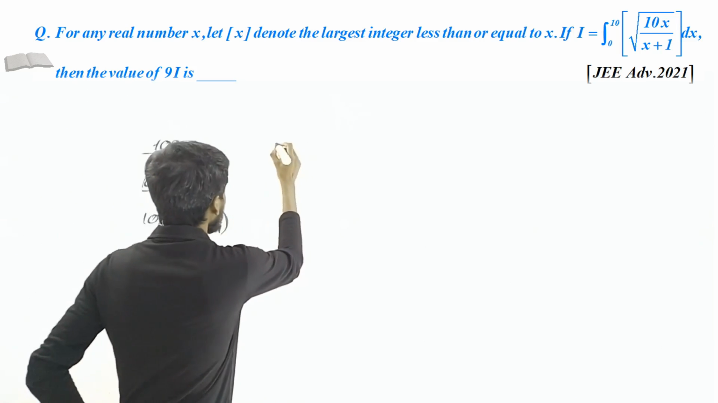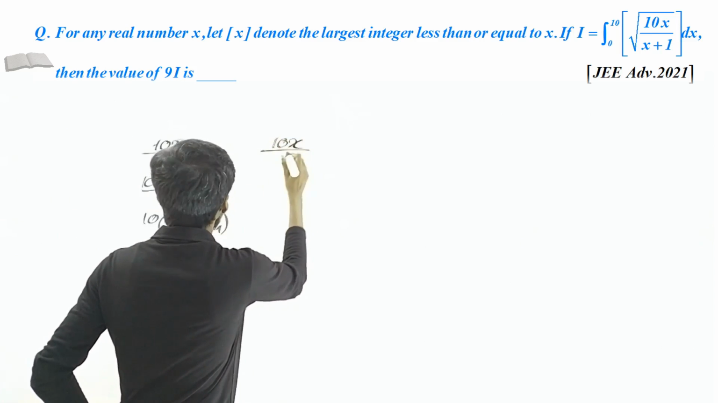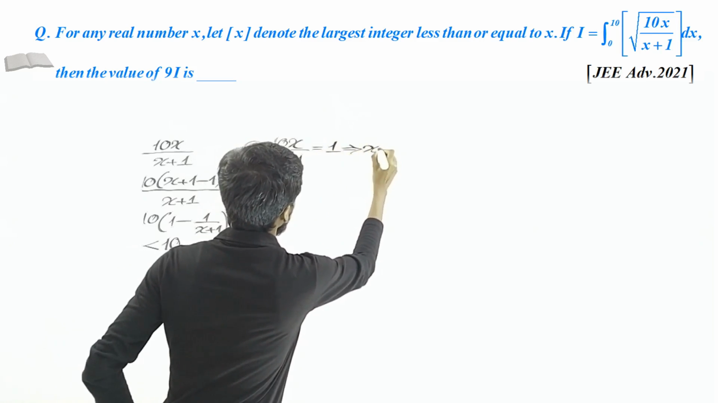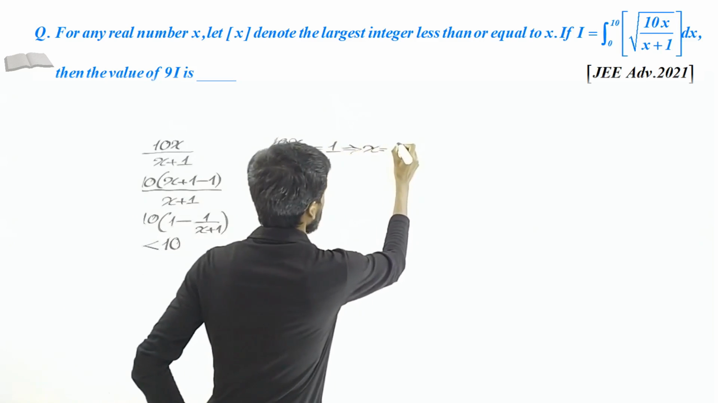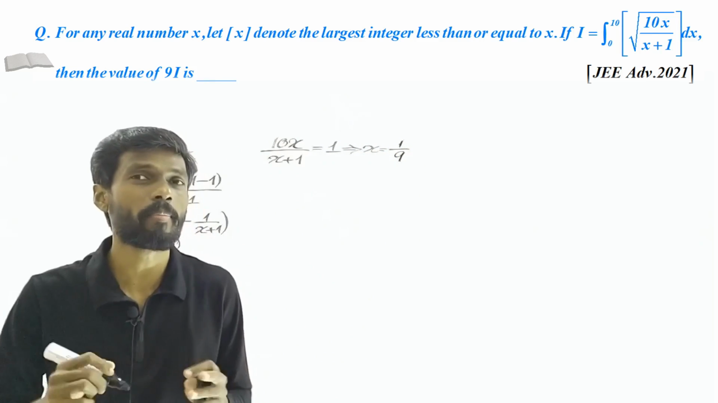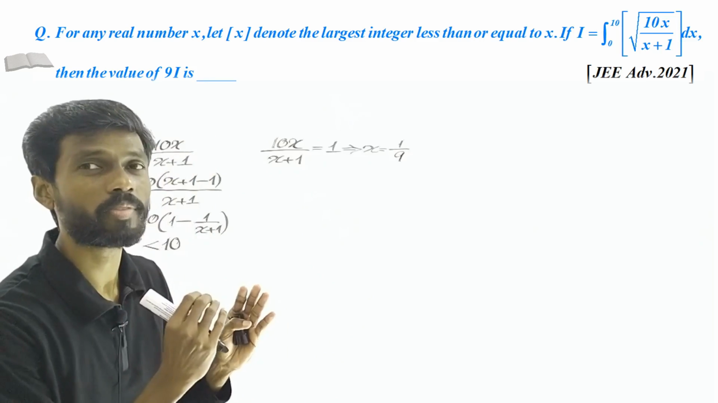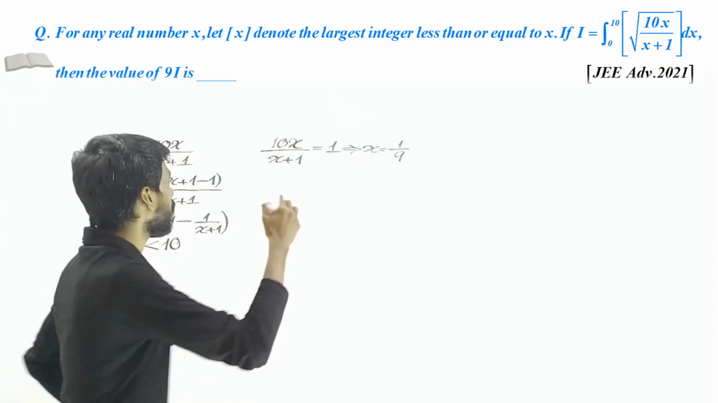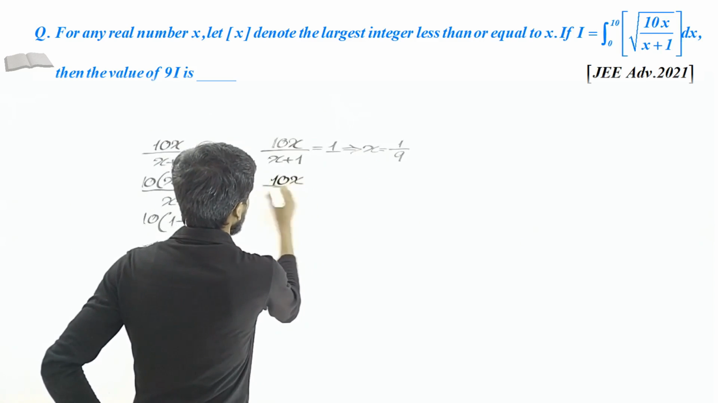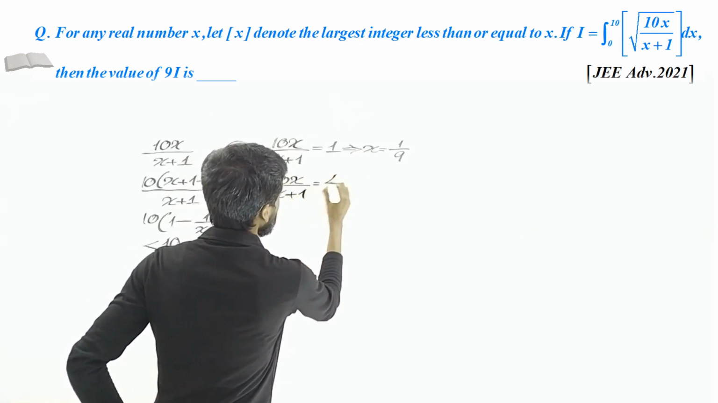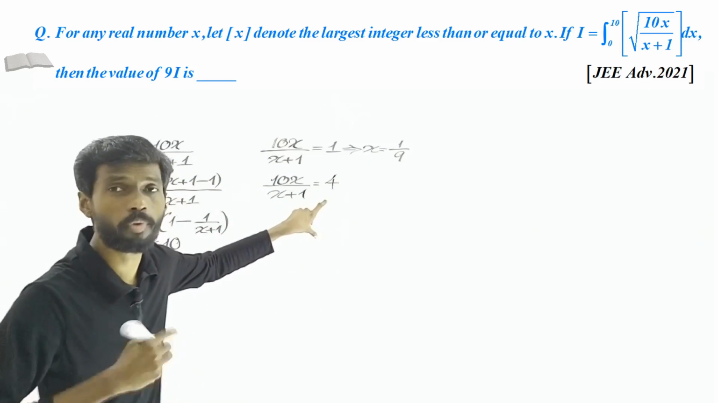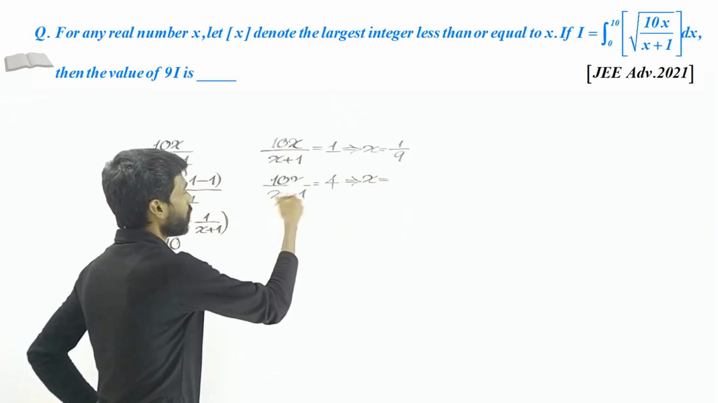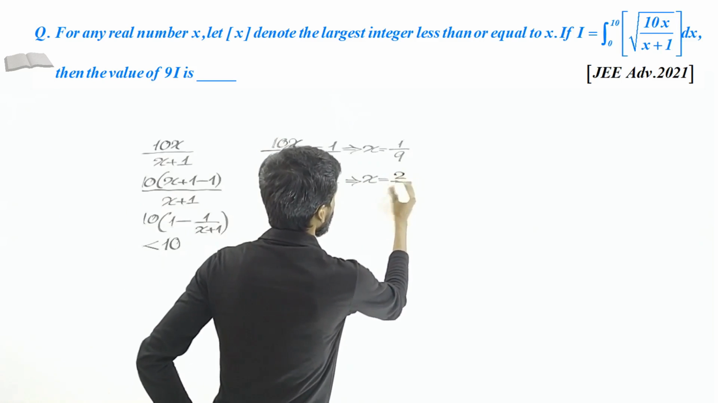So the first case, 10x divided by x plus 1 may be equal to 1. So that gives you the value of x: 9x equal to 1, so x equal to 1 divided by 9. Which means when x is 1 by 9, this function becomes an integer, right? The value inside the integer part function becomes an integer, which means we have to split the integral at that point. Now similarly, there are other possibilities like 10x divided by x plus 1 may be equal to the next perfect square, that is 4. So what is the value of x satisfying this condition? So this is 6x equal to 4, so that means x equal to 2 by 3.